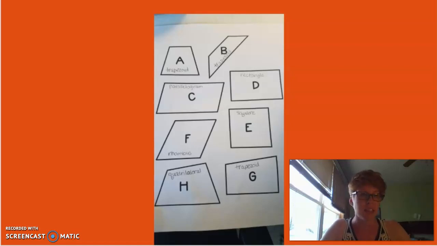This is not a time to sit there and chat with a friend or just take your sweet old time. You are quickly cutting out each of these shapes, and then you're going to be arranging them in front of you. So go ahead and pause the video and cut these shapes out for me.